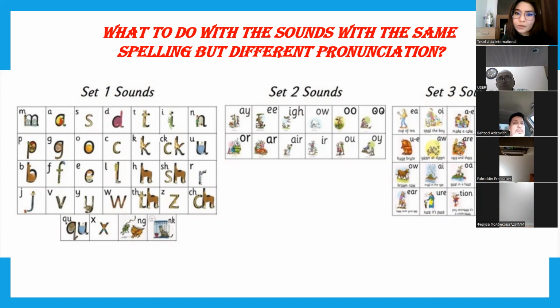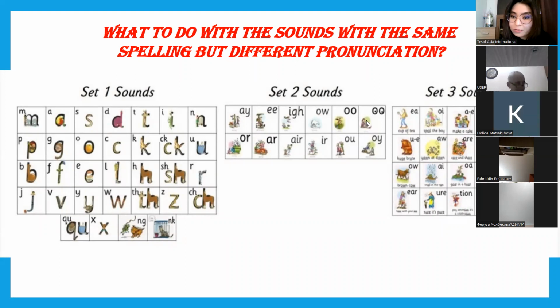Or look, what to do with the sounds with the same spelling but different pronunciation. Have a look at sound set 2 and look at this letter OW. And have a look at set 3. In set 3 as well, we have OW. Can you see? In 2 places, we have OW. But these 2 give different sounds, teachers. Or look at this double O and this double O.